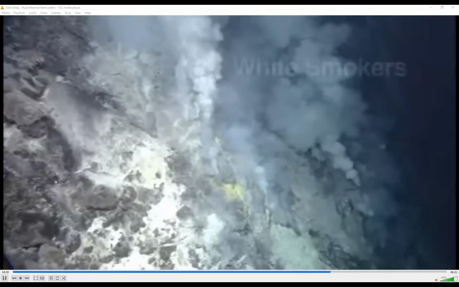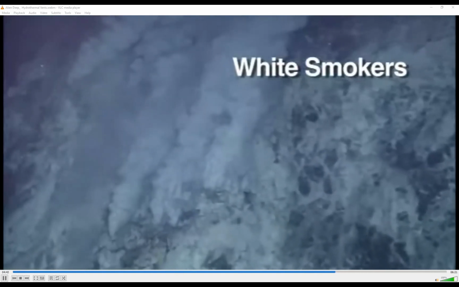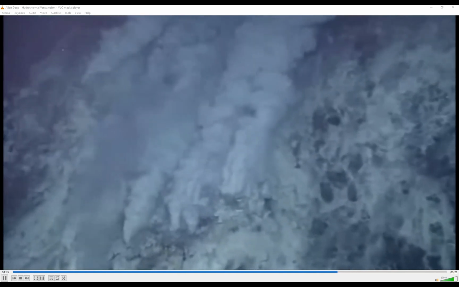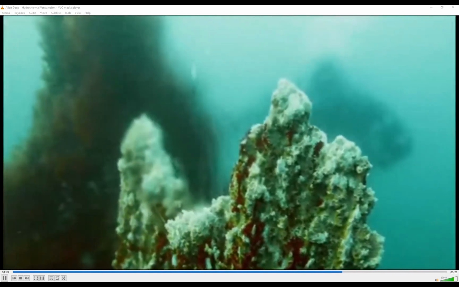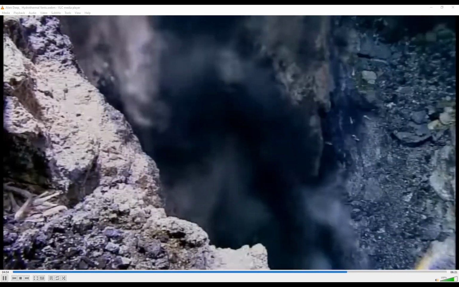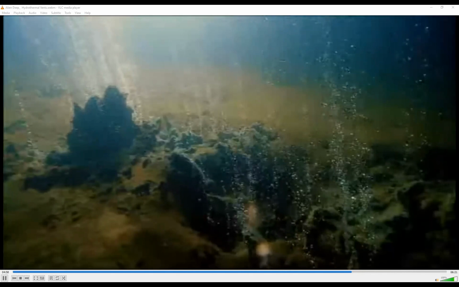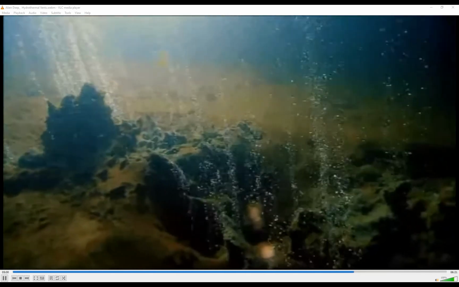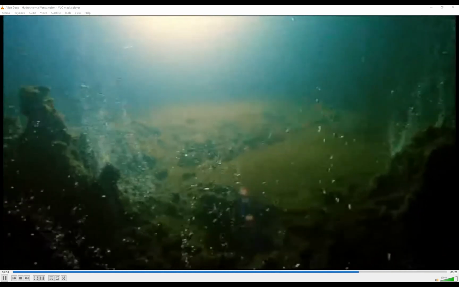In contrast, white smokers are characterized by the barium, calcium, and silicon they contain. Some vent fluids aren't characterized by a specific color, but can be identified by the shimmering water they emit due to the stark difference of water temperatures. And other vents simply emit carbon dioxide in streams of bubbles like carbonated soft drinks.